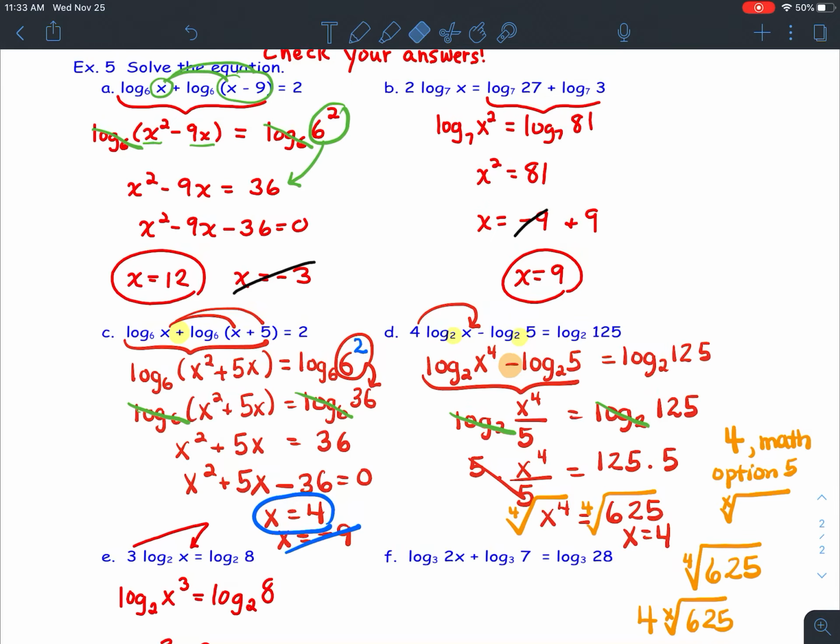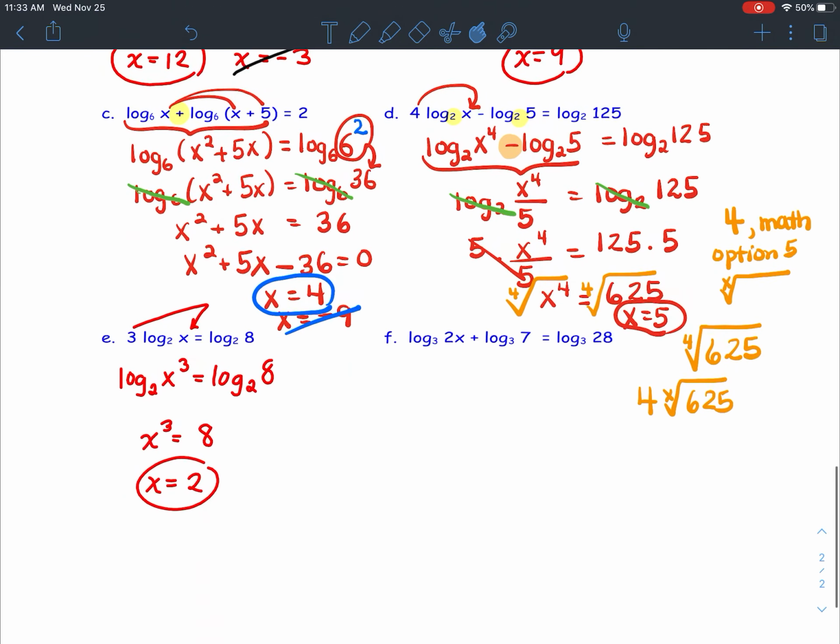Okay, X equals 5, not 4. Okay, X equals 5. Okay, now we need to check this. If you were to plug 5 back in here for the X, that's not going to make that a 0 or a negative, so we can keep that as our answer.